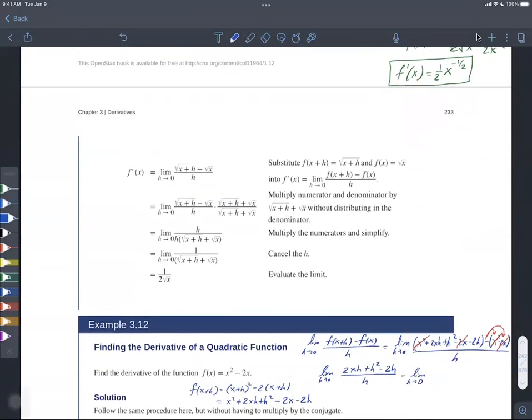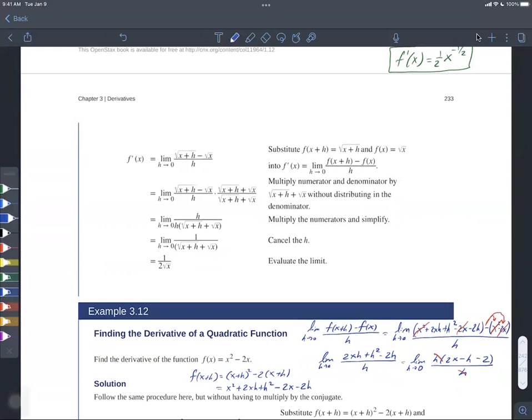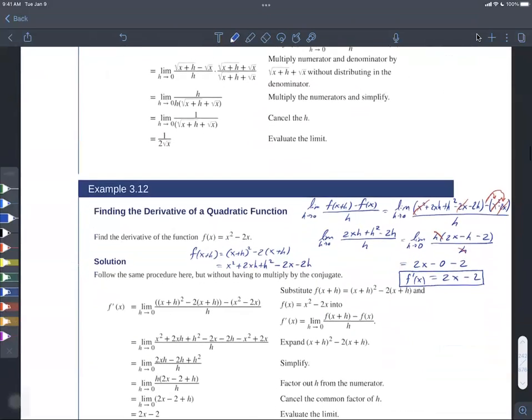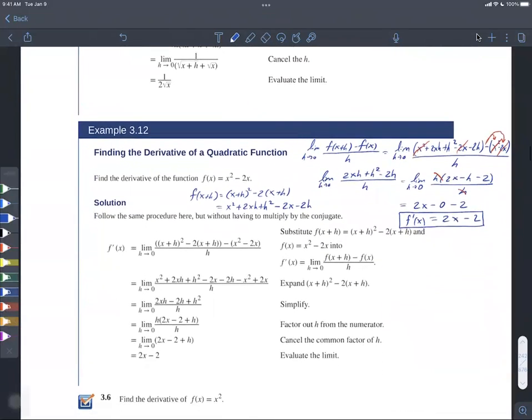And so we're going to factor an h from the numerator, h times (2x minus h minus 2), divided by h. And so here we have those h's that can cancel. That's going to get rid of our 0 over 0 problem. And we're going to be able to use direct substitution now. So this is equal to 2x minus h, as h is approaching 0. So we'll use direct substitution and we get 2x minus 2. So f prime of x is equal to 2x minus 2. All right, and they do the exact same steps here in that book.